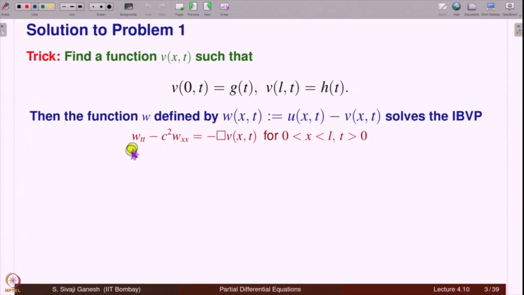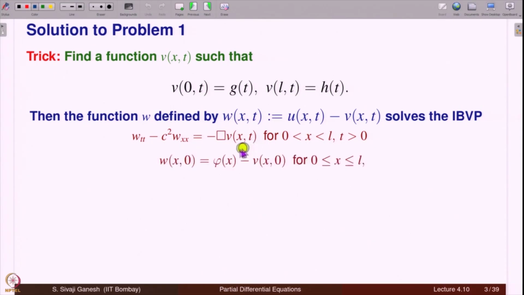w solves w_tt minus c squared w_xx is equal to minus D'Alembert acting on v, because D'Alembert acting on u is 0, since we want to solve the homogeneous wave equation, therefore minus D'Alembert v. D'Alembert is a linear operator, therefore it distributes over u minus v. Of course, we have a new term, but this is a known term because if you know the function v, you know the D'Alembert of v. So, it is a known function. So, the wave equation which we started with had no source term, but now we have a source term.